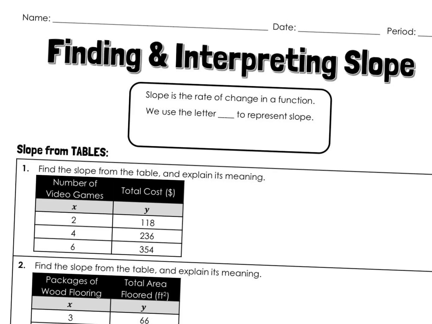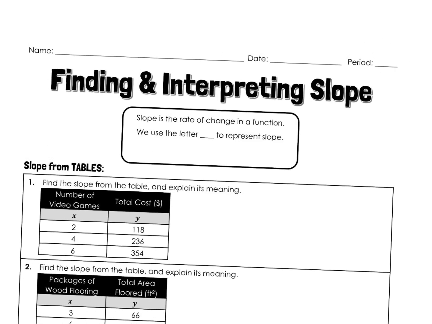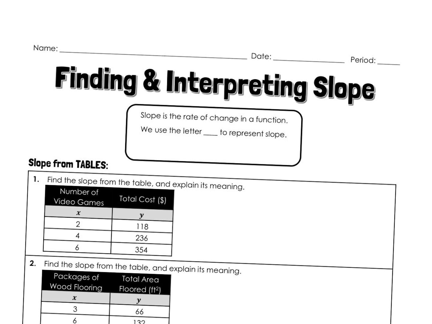Okay, scholars, today we're talking about finding the slope-intercept. The slope is the rate of change in a function. We use the letter M to denote the slope. We also use the change in y over the change in x. We use the rise over the run. And we use y2 minus y1 over x2 minus x1.